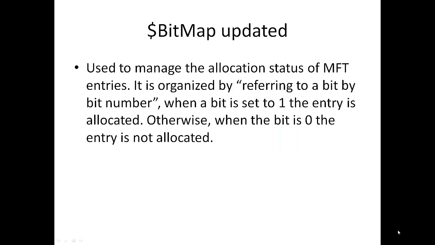The second thing that happens is the $bitmap file is updated. And this is one of the metadata files that you never see normally unless you're using WinHex, or Autopsy, FTK, or something like that. But what this is used for is to manage the allocation status of MFT entries. It is organized by referring to a bit by bit number. When a bit is set to 1, the entry is allocated. Otherwise, when the bit is 0, the entry is not allocated.